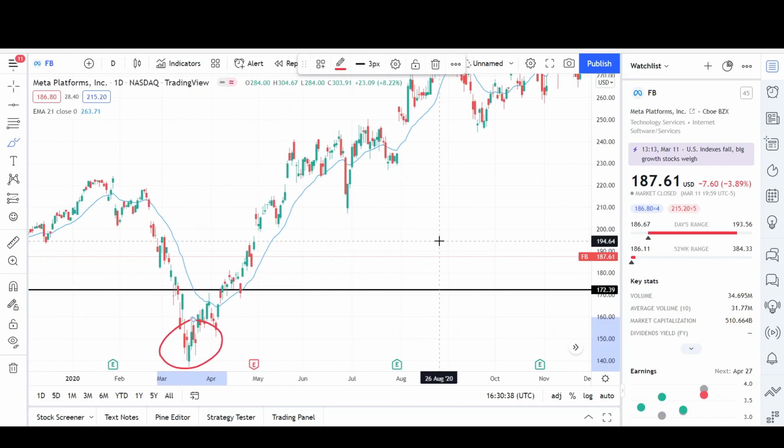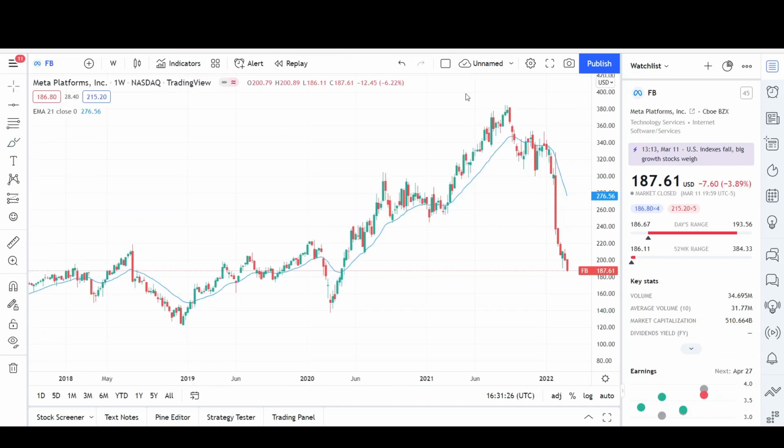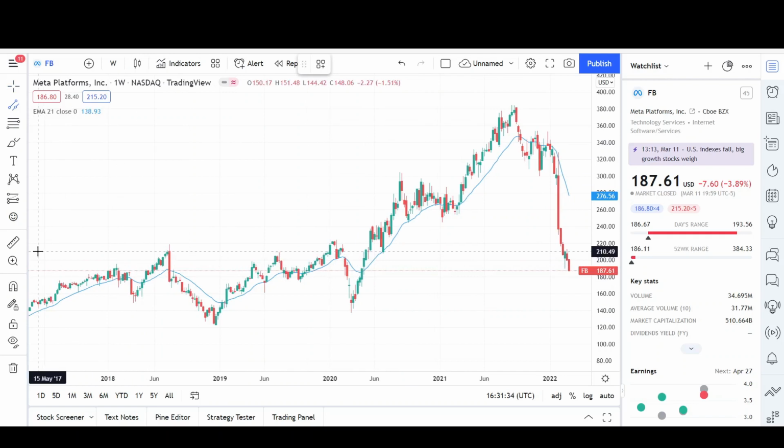So let's go and take a look at the weekly chart. Here we can see the weekly chart for Facebook, and it doesn't look very good because there was this previous range in play. I'll show you guys that right now.